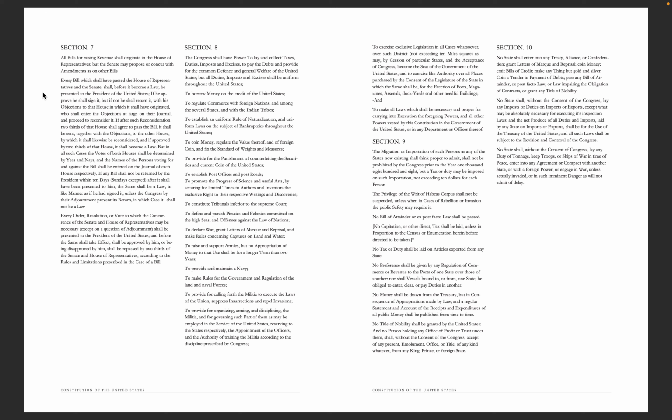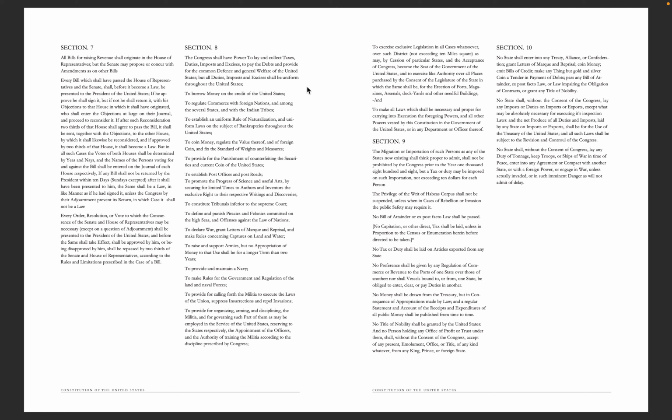So throughout Articles 1 through 7 are tiny little things like this that essentially establish and affirm the authority of the federal government. This one is essentially saying that excises, duties, and imposts cannot vary by states.